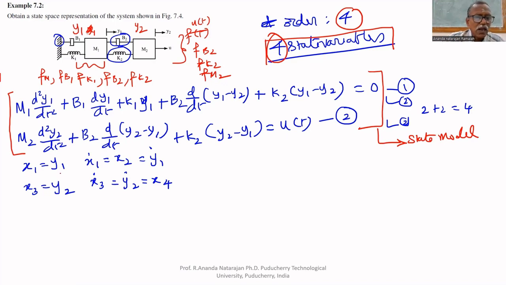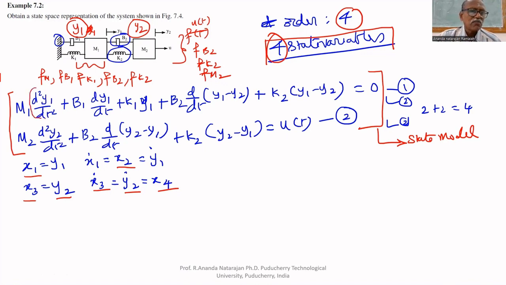X1 equal to Y1, because the first displacement is one state variable. Second displacement is another state variable. X1 dot equal to X2 equal to Y1 dot. That is, X2 is another state variable. Third state variable is Y2, X3 equal to Y2, X3 dot equal to Y2 dot equal to X4. So we defined 4 state variables. Now we have to substitute all these things in this equation and we have to find the model.